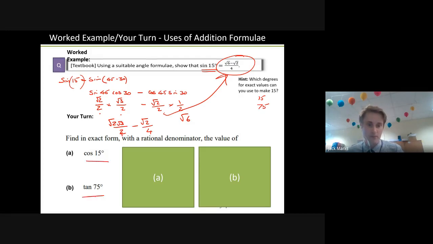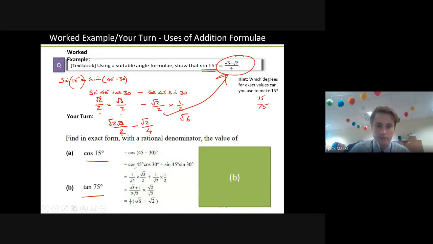So pause the video and have a go. Use the rules here. So 15 is going to appear in very much the same way. And 75, well, you need to use 30 and 45 again, don't you? So pause the video and have a quick go there. And working out very similar to what we've done. Okay, you don't necessarily have to write it exactly as they have.